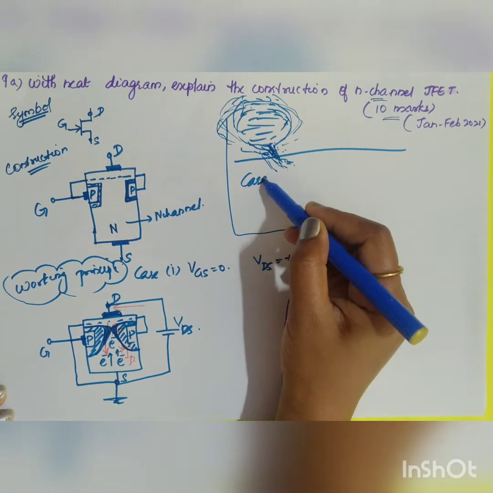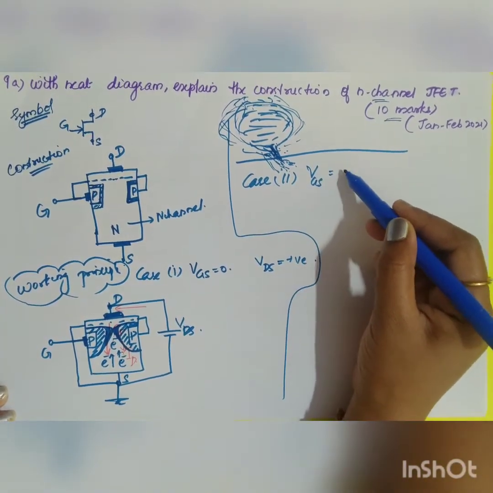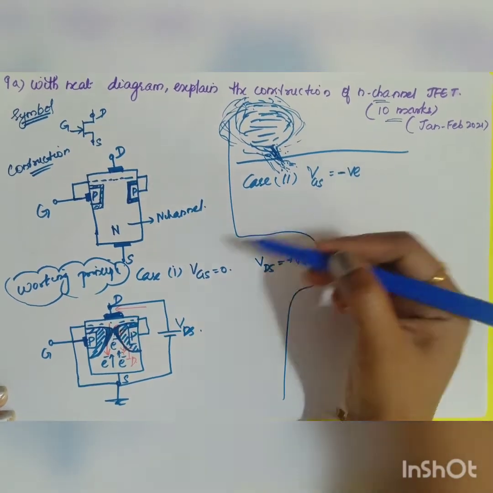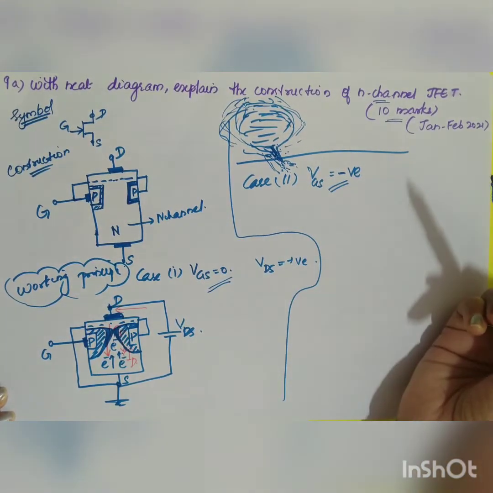Now you have the second case, case 2, when VGS is negative. So it works in two conditions: when VGS is equal to 0 and when VGS is negative.